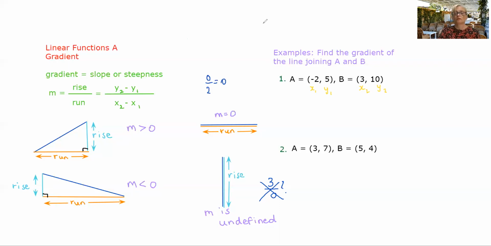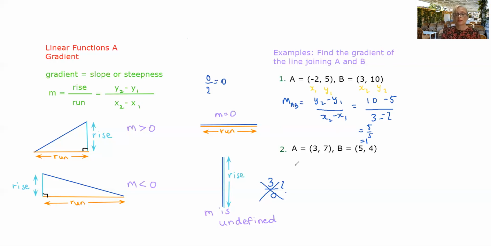So using our rule, our gradient from A to B is going to be y of B minus y of A if you like, but we can do y2 minus y1 over x2 minus x1, which is going to be 10 minus 5 over 3 minus negative 2. So we get 5 on 5, which is just 1. If we were to draw a diagram of that, we could see our right-angled triangle and we could see our rise was 5 and our run was also 5, which makes sense that we get a gradient of 1.